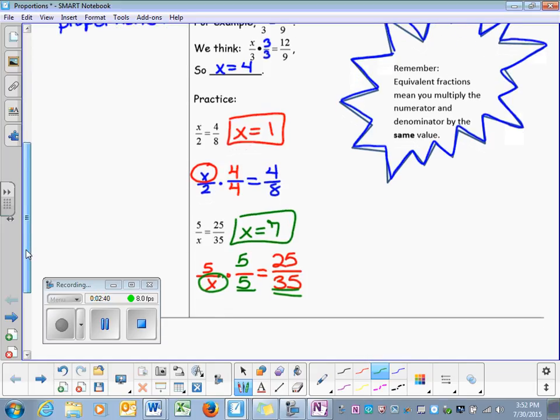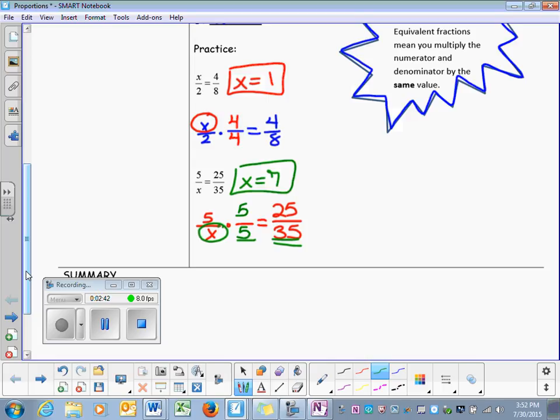At this point, please write a sentence or two summary explaining how to do this, and then you have problems in your packet, on IXL, and in your textbook.